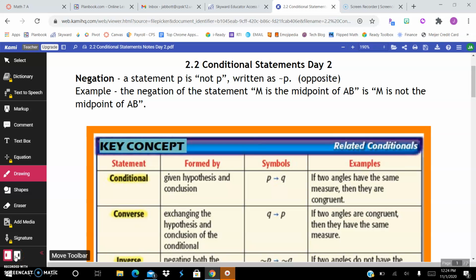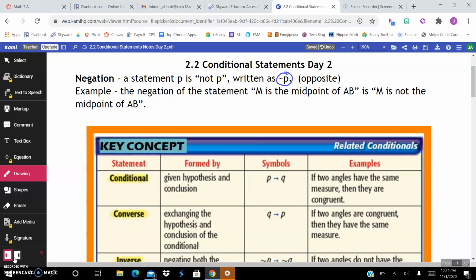Today we're going to do the second part of section 2.2 on conditional statements. Starting off, we're going to talk about negation. Negation is just a statement. In this case, P is not P. And the symbol for the negation is right here, that little squiggly line in front.